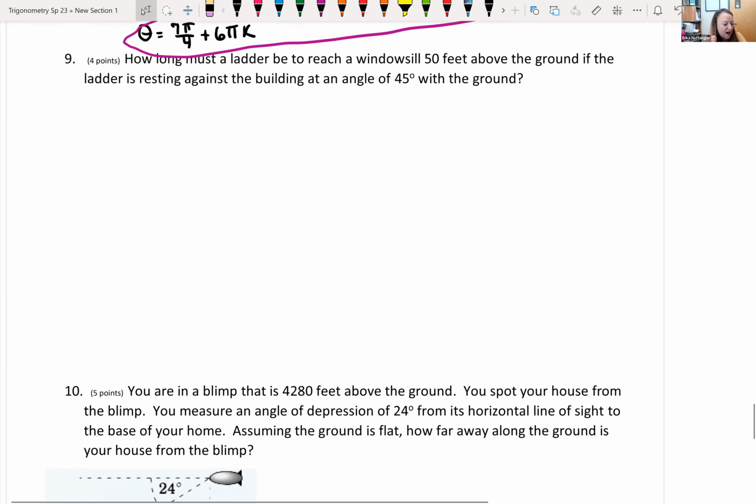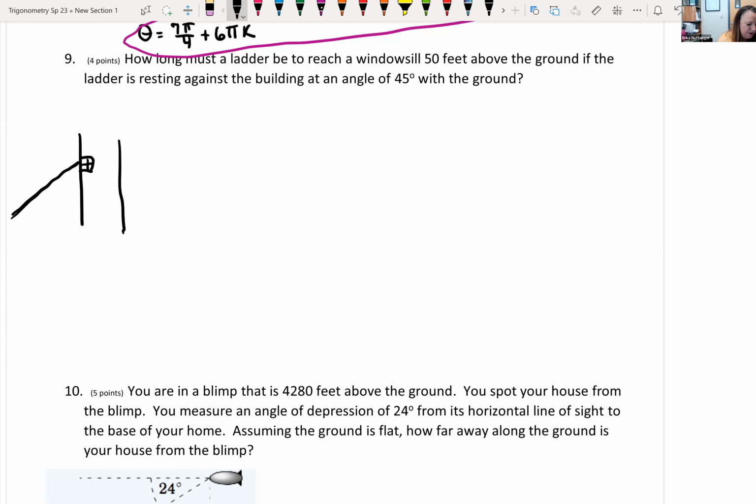Okay, so number 9, how long must a ladder be to reach a window 50 feet above the ground if the ladder is resting against the building at an angle of 45 degrees with the ground? Okay, so we have some building. We want to reach this window. We have a ladder that is going up here. We know the angle with the ground is 45 degrees. We know that the height of that window is 50 feet. And we want to know how long must that ladder be.